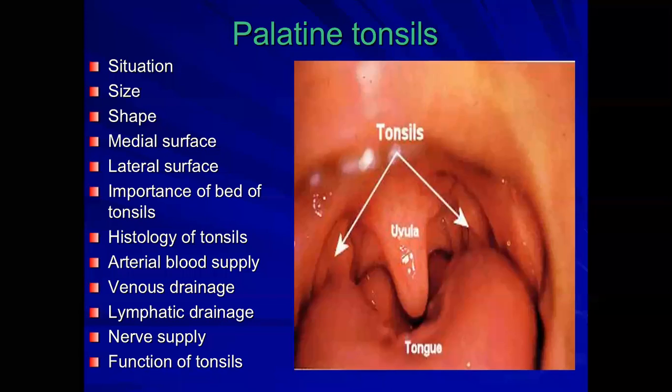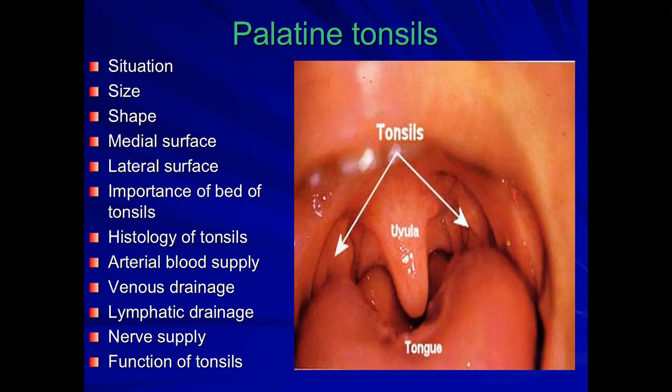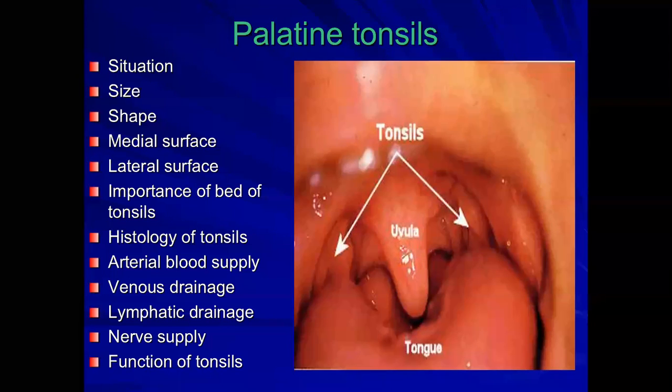The arterial supply of the tonsil is very important. Sometimes the examiner asks; you know that there is the facial artery, the ascending pharyngeal artery, the greater palatine artery, and the dorsal lingual artery. These supply the tonsil. And the important lymphatic drainage is the jugulodigastric lymph node. You must know that, the jugulodigastric lymph node.